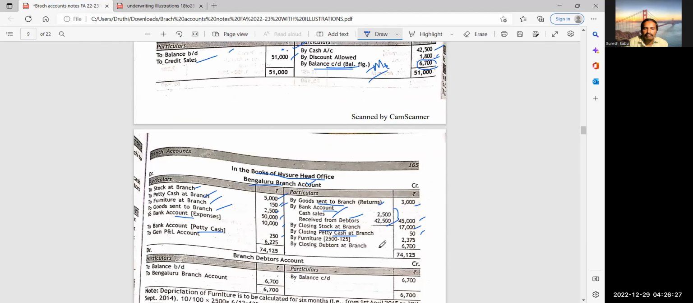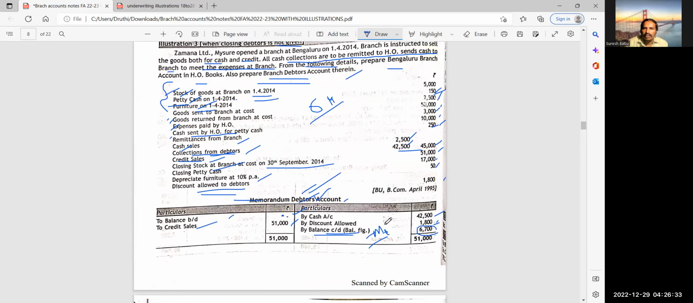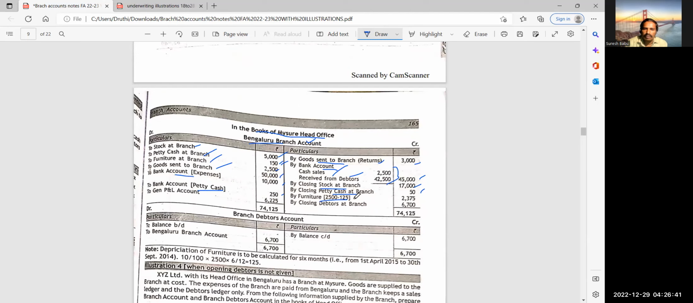Next. Furniture, you see, 2,500 minus 125. Sorry, here I have misspelled, I think. It is 2,500, not 7,500. So 250 out of that half, that is 125. 2,375. Depreciation calculation has been given here, you see. 6 months, 10% of 2,500 into 6 by 12, 125 rupees.